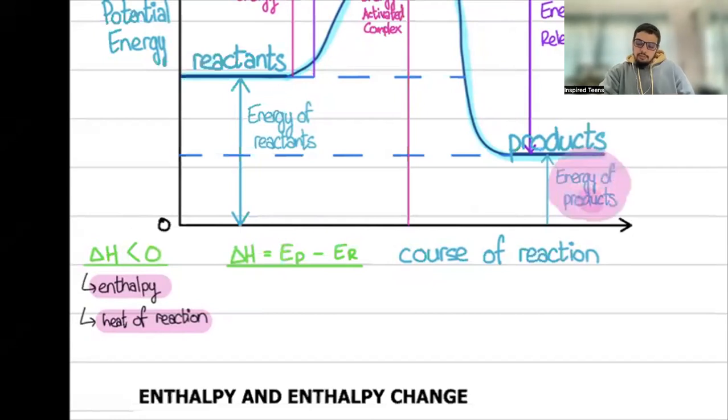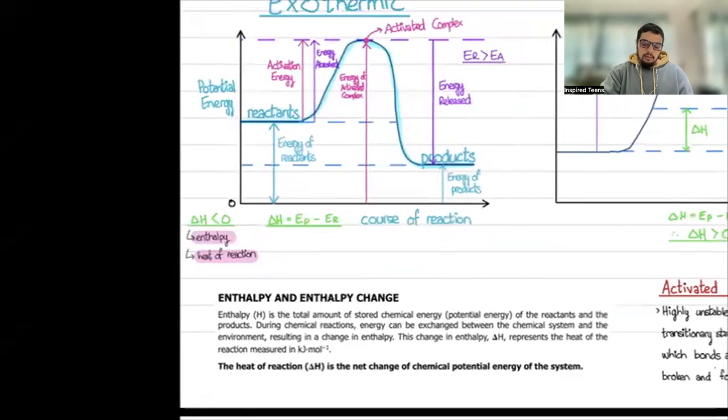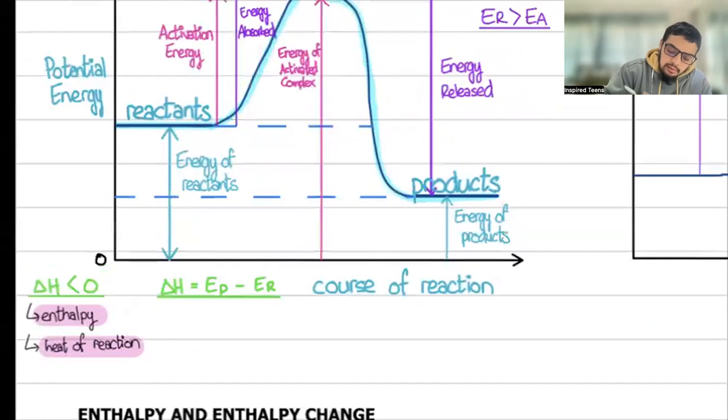And in this case, the energy of products is less. So we're saying smaller number minus bigger number, and we get a negative answer. It can also be represented by the difference between these two lines. The energy of the reactants is the top one, and the energy of the products is the bottom one. This gives us delta H.